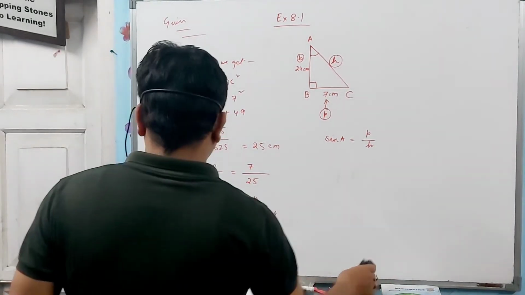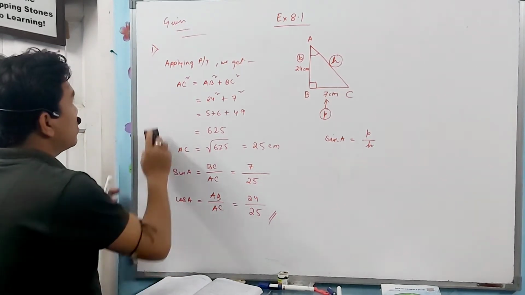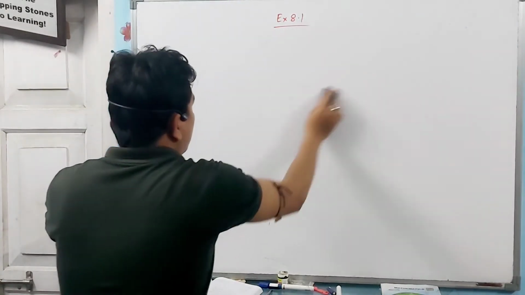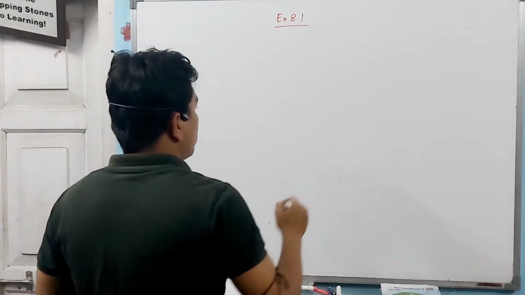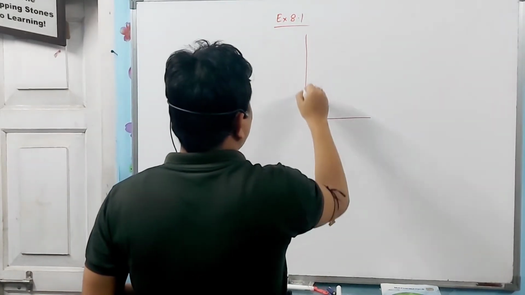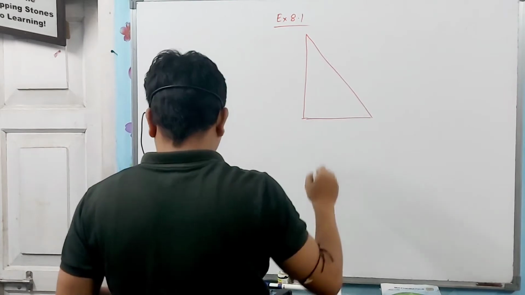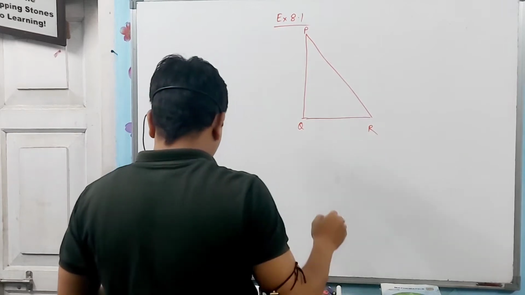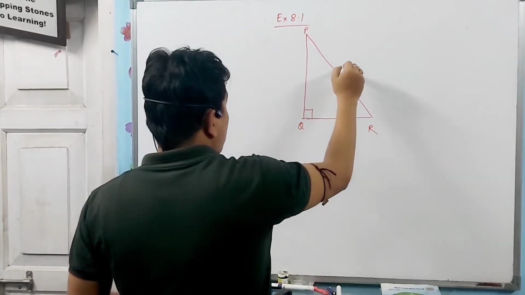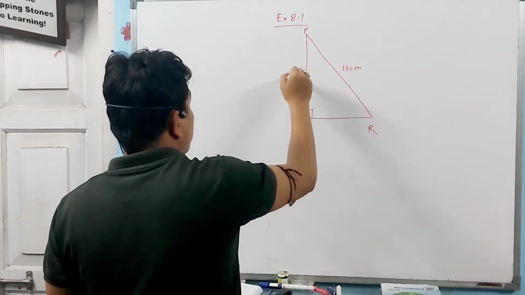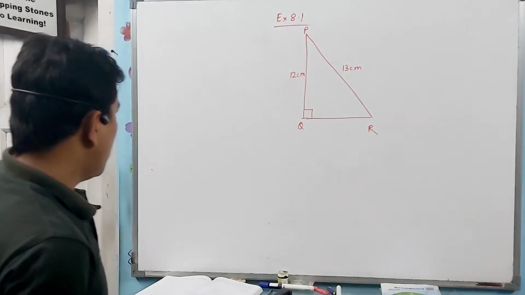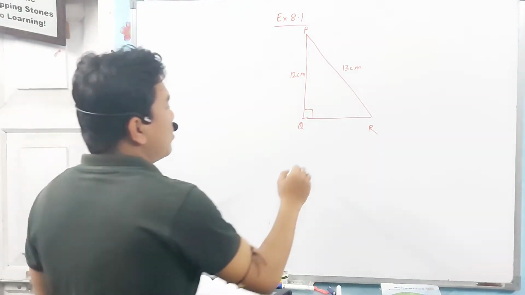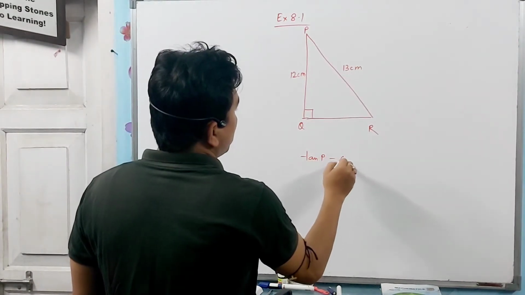Alright, now we'll do number 2. The figure is already given aside. In question number 2, a triangle PQR is given. This is 90 degrees. This side is given as 13 centimeter and this as 12 centimeter. Now, what we have to find out is tan P minus cot R.